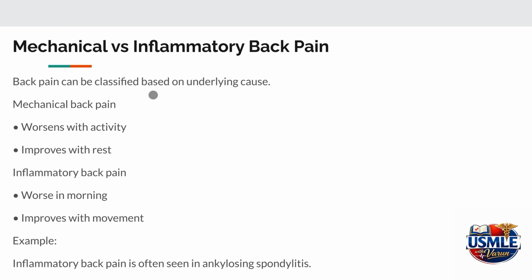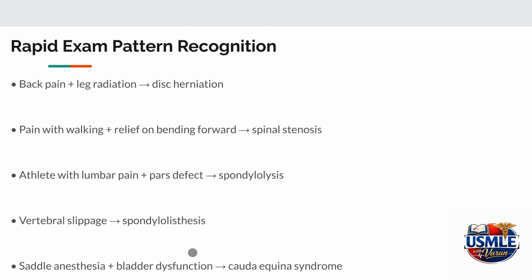Back pain can be divided into mechanical back pain and inflammatory back pain. Mechanical back pain typically worsens with activity and improves with rest, whereas inflammatory back pain is worse in the morning and improves with movement. Inflammatory back pain is commonly seen in conditions such as ankylosing spondylitis.